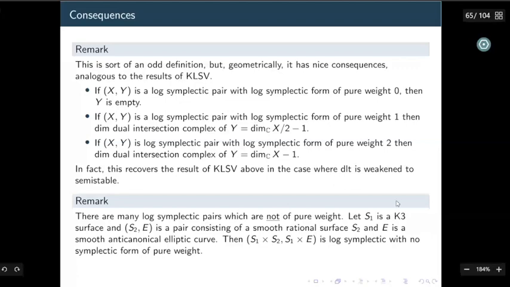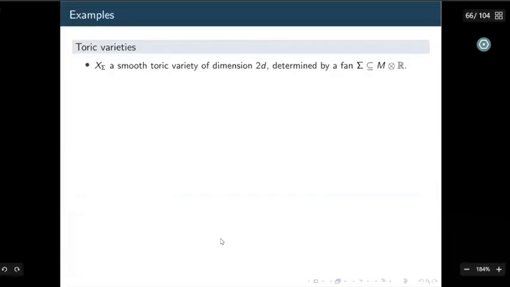So for instance, I have this example here. If you have a K3 surface and a pair consisting of a smooth rational surface and a smooth elliptic curve, taking the product of these things as pairs is log symplectic, but it no longer has a symplectic form of any sort of pure weight. So this can't be a component of a degeneration of hyperkaehler varieties. Okay. So this is sort of your main motivating idea. Why should we study these things? Well, one reason to study them is that these are the components of degenerations of hyperkaehler varieties. Okay, so let's produce some more examples.